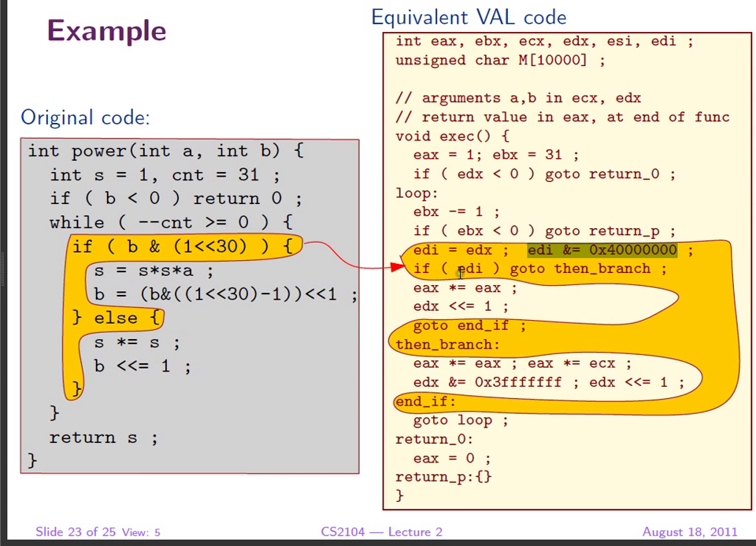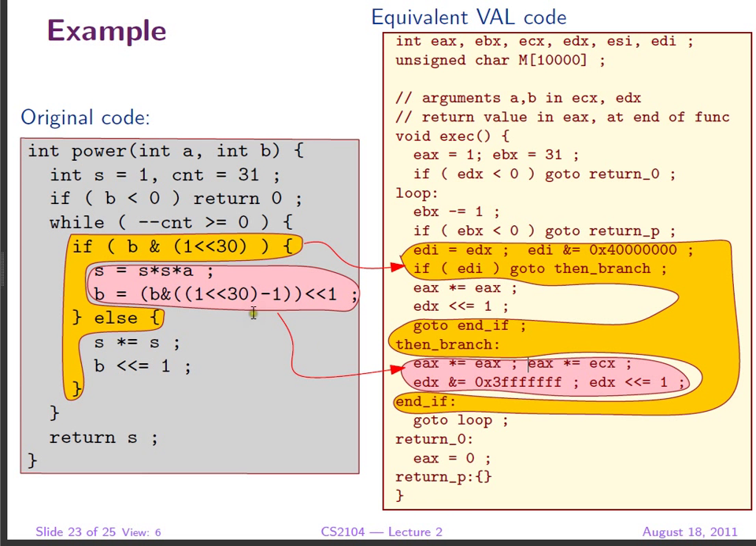So now we can check the value of the test, and if it is non-zero, we have to go to somewhere where we can execute the code equivalent to the then branch. Otherwise, we shall continue with the code equivalent to the else branch. So this is going to be the else branch, and this is going to be the then branch. We can see that the then branch goes there, because whenever this is non-zero, we jump to the then branch. So the pink code will be the then branch.